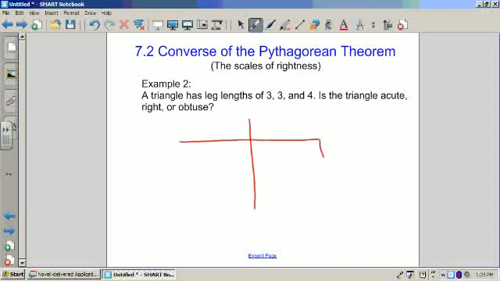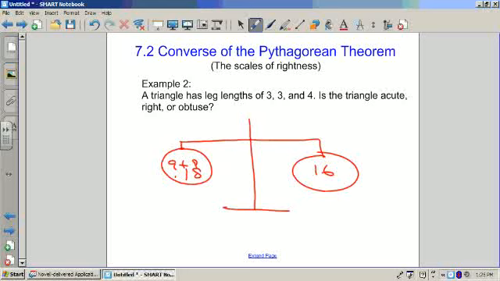Okay, here we go. I'm going to draw me some more scales. 4 is the biggest number. It will be over here on the right-hand side. 4 squared is 16. On the left-hand side, I get a squared, which is 9, plus b squared, which is 9. 9 plus 9 is 18. 18 is bigger than 16. I'm going to fall this way, remembering it's acute, right, and obtuse. Since it fell to the acute side, the triangle must be an acute triangle.